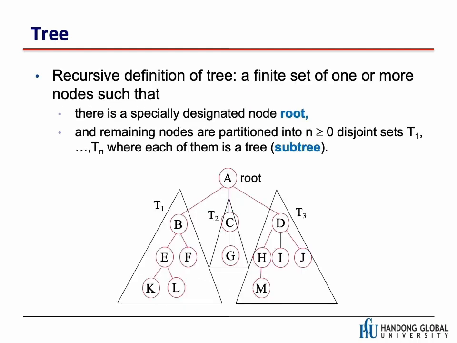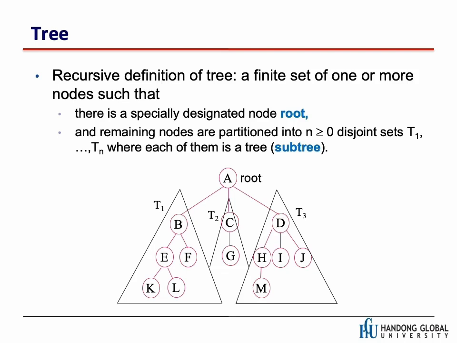Or we can define a tree recursively. Here is a recursive definition of a tree, which is a finite set of one or more nodes such that there is a specially designated node called the root. The remaining nodes are partitioned into n disjoint sets T sub 1 to T sub n, where each of them is a tree or subtree. Look at this graph. We have one root node A, and it has some subtrees. In this example we have 3 subtrees.